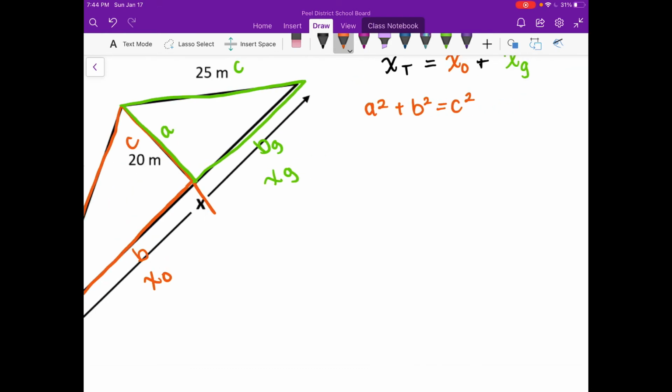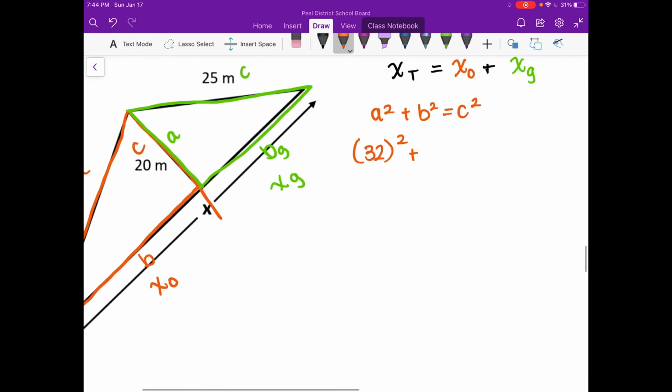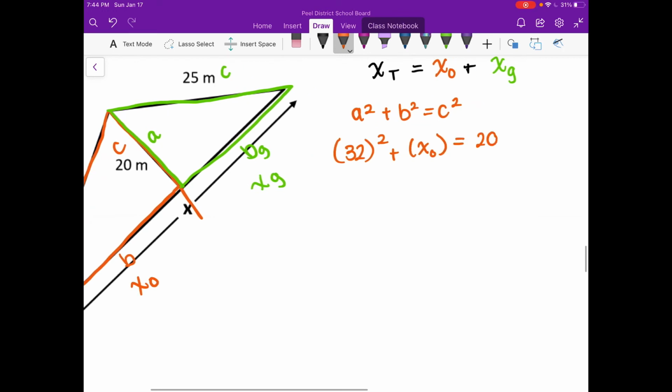My a is 32 here, so 32 squared. My b, I don't know, but I labeled it as x orange, equals, my c is 20, so I'm going to do that squared. So I'm going to do 32 squared, which is going to give me 1024, plus x orange squared. I still don't know what it is, so I'm going to leave it. 20 squared is going to give me 400.